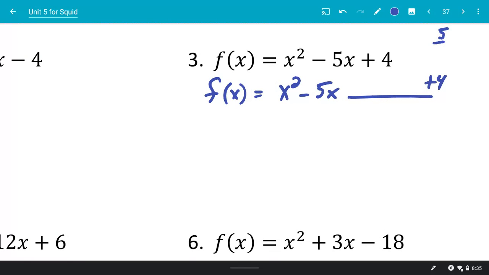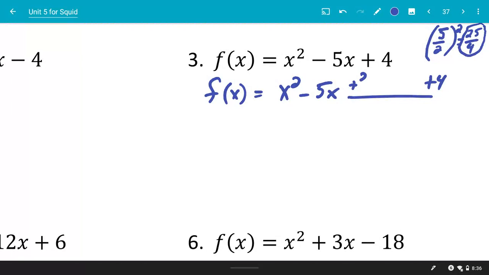What is 5 divided by 2? Well, it's 2.5, but I don't like that decimal. I like the fractions better. What would I do with that? Then I would square it. So let me go ahead and square it as a fraction. 5 squared is 25. 2 squared is 4. Okay, so guess what I'm going to add and subtract? 25 over 4.